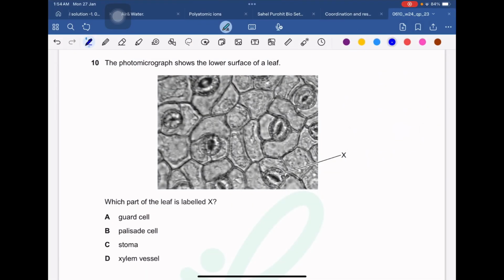Now let us move on to question number 10. The photomicrograph shows the lower surface of a leaf. Which part of the leaf is labeled X? When I talk about the part labeled X, it is basically the guard cells. It won't be the stomata because the stomata is this opening between the cells. So that's why the answer for this will be guard cell.